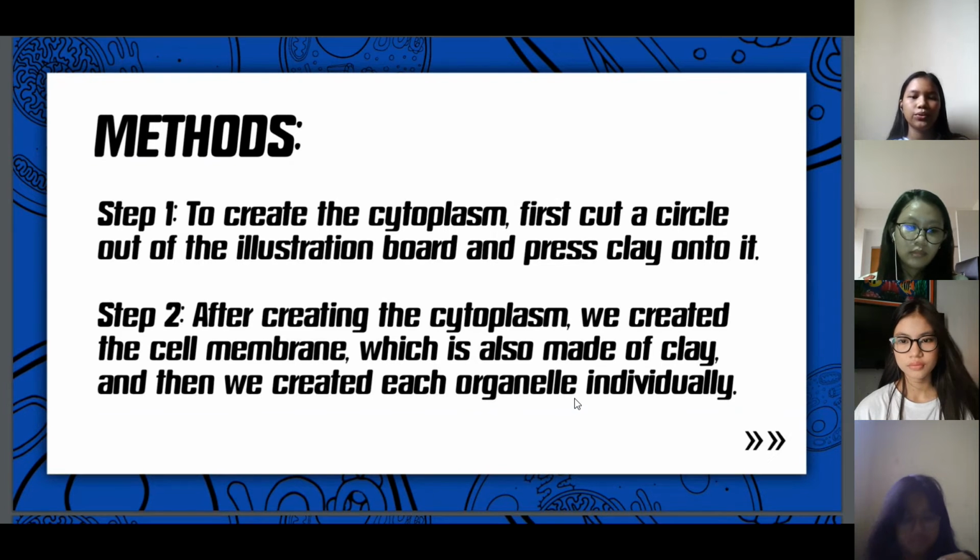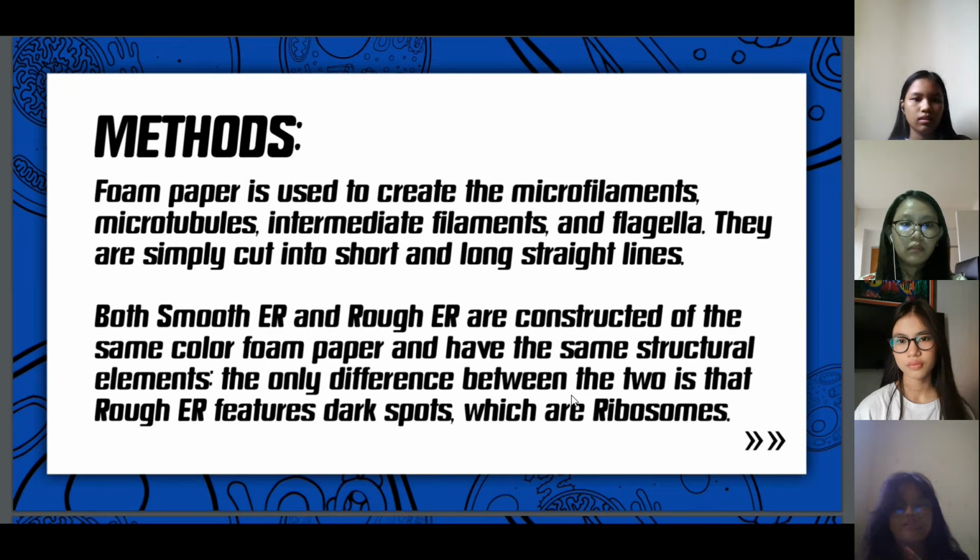Methods. Step 1. To create the cytoplasm, first cut a circle out of the illustration board and press clay onto it. Step 2. After creating the cytoplasm, we created the cell membrane, which is also made of clay, and then we created each organelle individually.